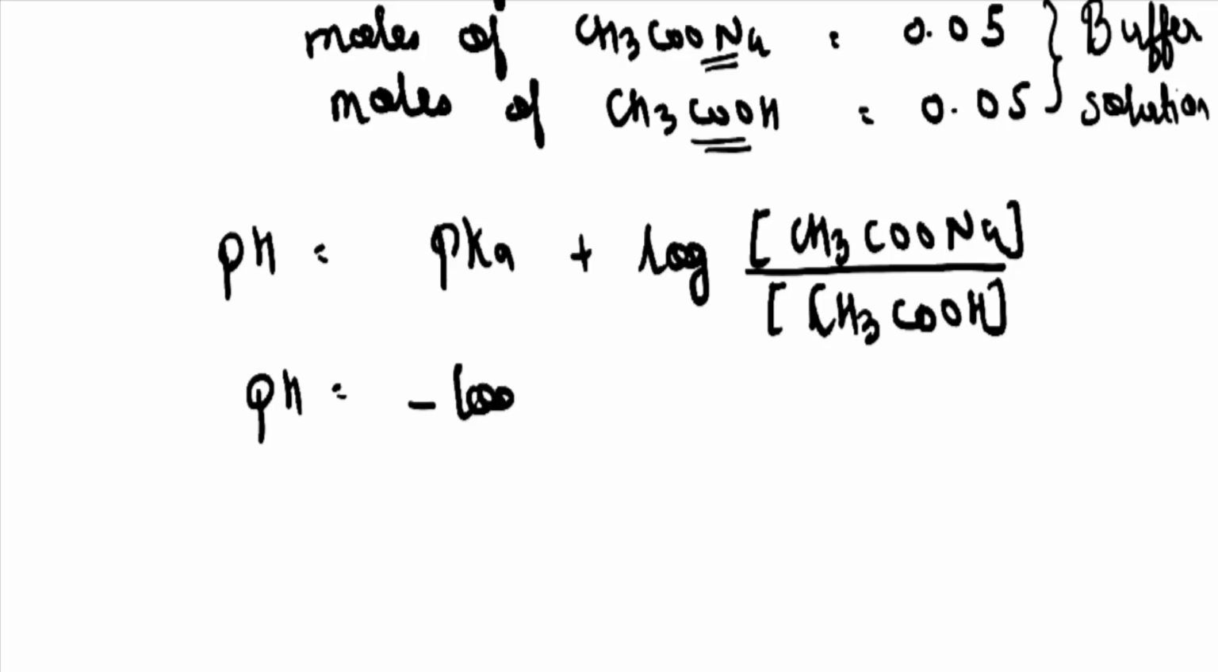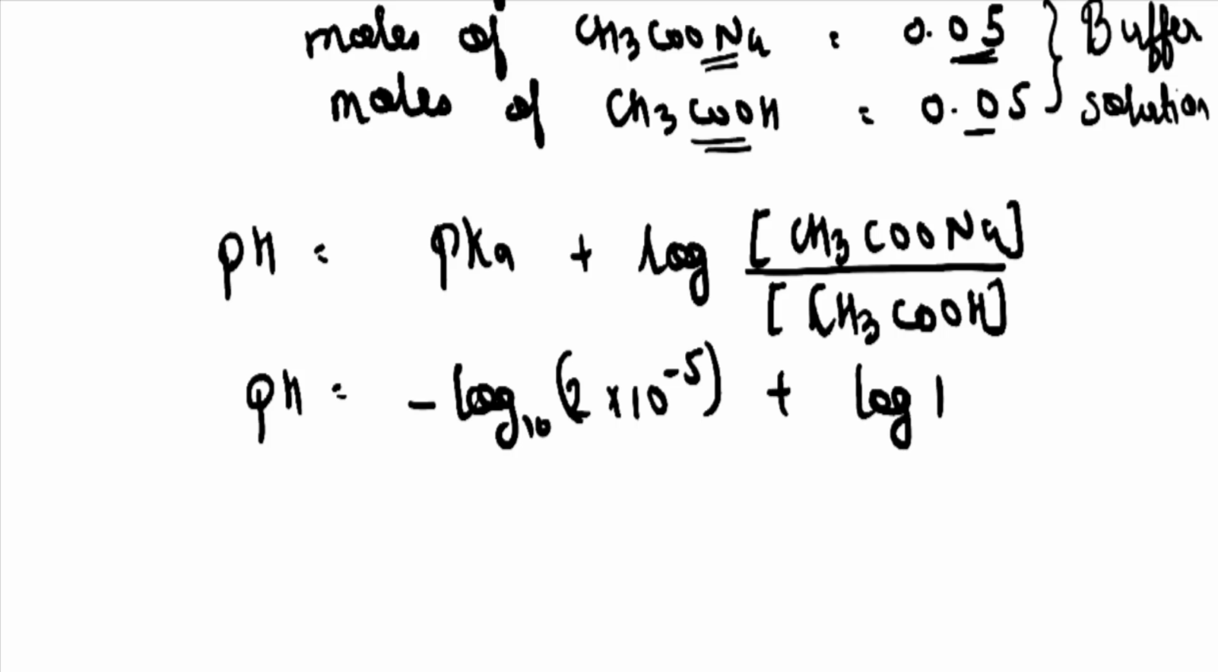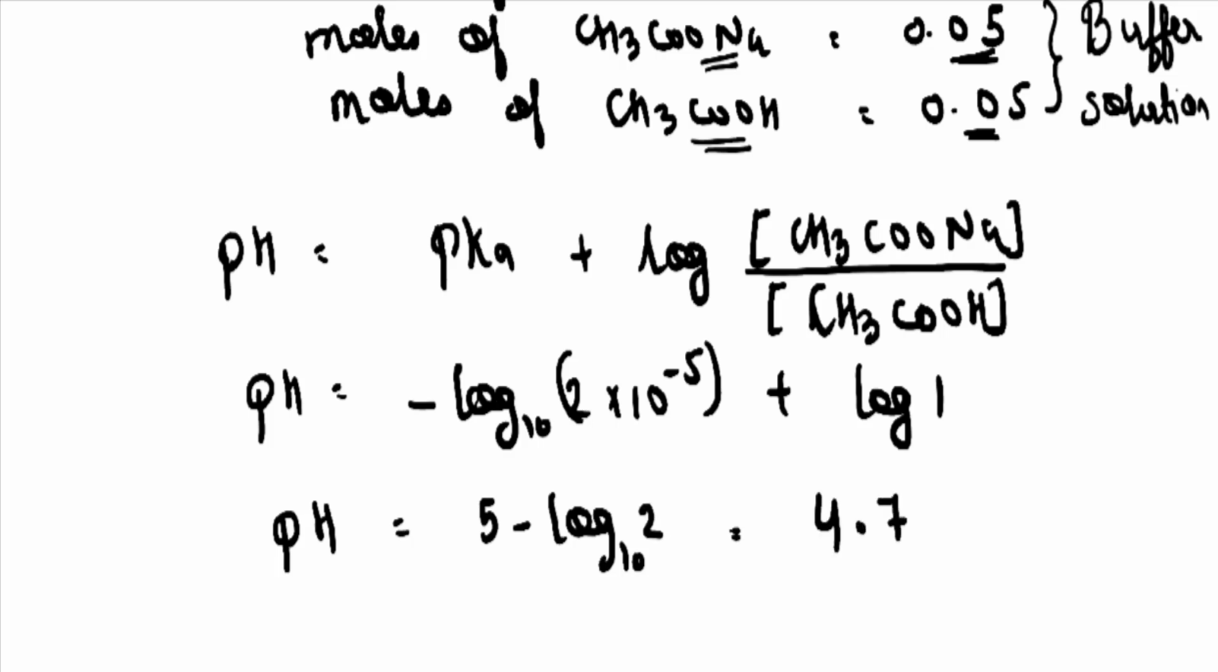pH is equal to pKa, which is minus log base 10 of 2 into 10 raised to the power minus 5, plus log base 10 of 1, because our moles for sodium acetate and acetic acid are the same, which is equal to 0.05, and the volume is also the same, which is 1 liter. So on solving, our pH comes out to be 5 minus log base 10 of 2, which is approximately equal to 4.7. So this is the pH of the resulting solution.